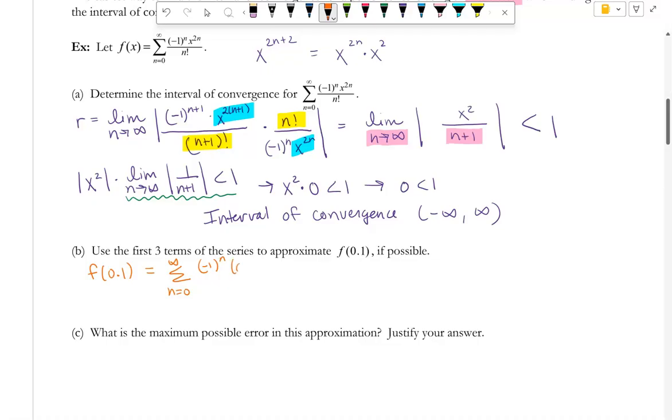And so when I plug in 0.1 for x, I would have 0.1 to the 2n. I have that alternating piece on top. I have n factorial on bottom. So these two things are exactly equal, but we can't use infinitely many terms. We have to use the first three terms. So our approximation comes when we use the first three terms.